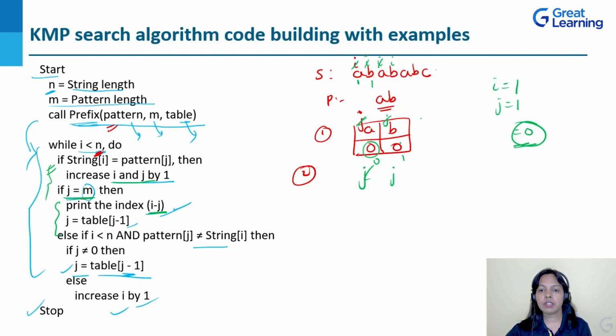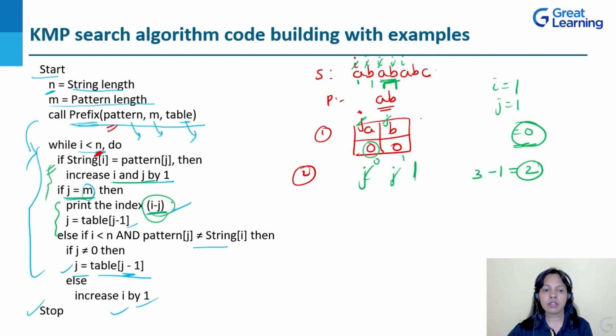Before incrementing I and j, we'll see that j has reached the end of the pattern. It means that the pattern was found and the index will be displayed. So what will be the index value? I minus j. I is pointing here, 0, 1, 2, 3, so 3, and j is pointing at 1. So 3 minus 1 is 2. So 2 was the starting index for the place where the pattern was found.